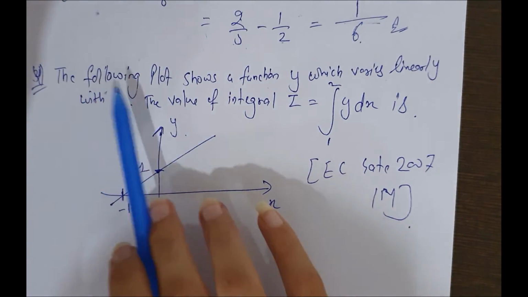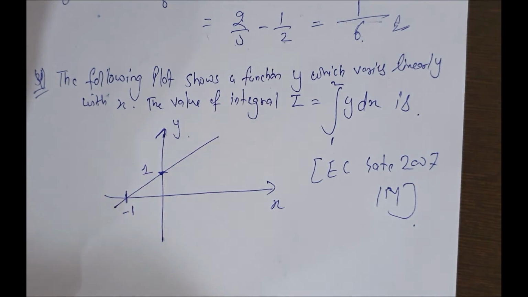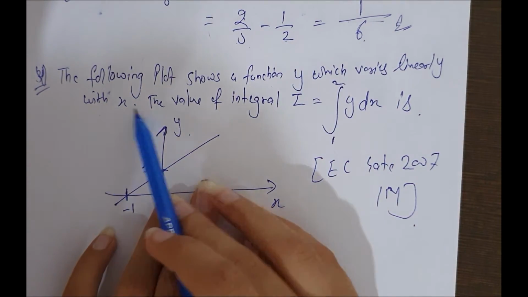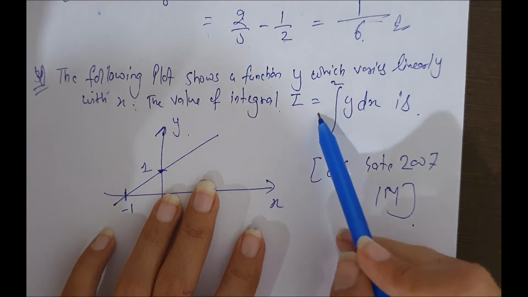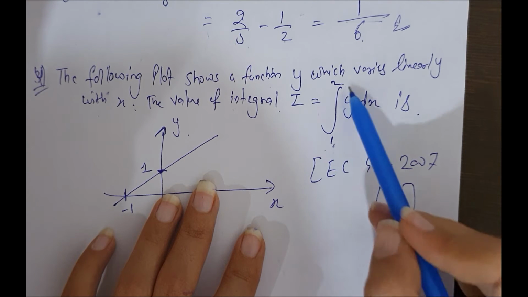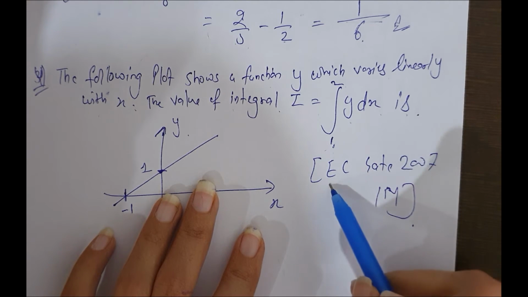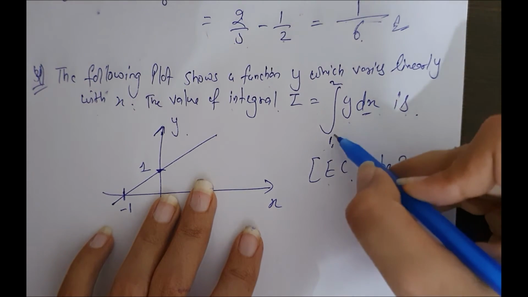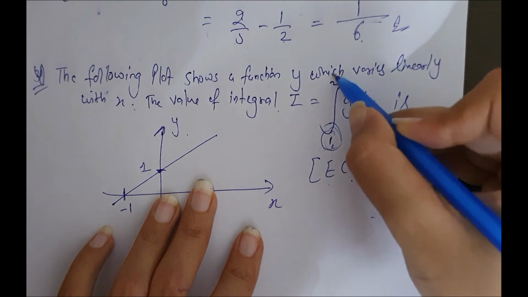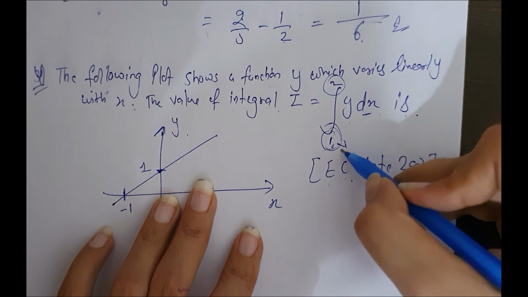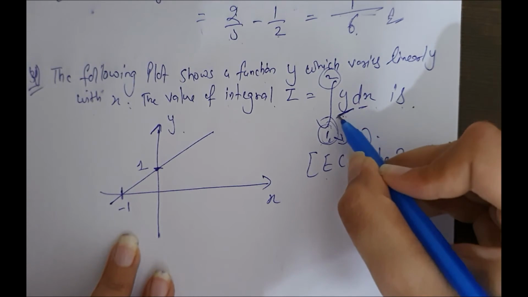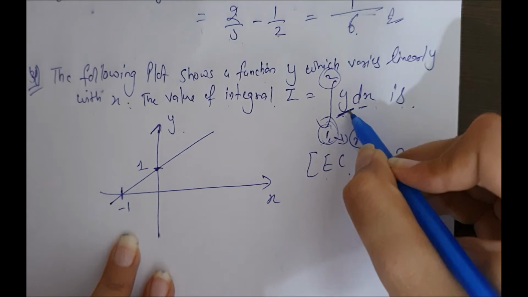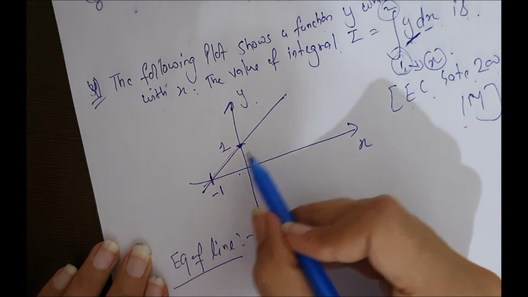Now another question. The following plot shows a function of y which varies linearly with x. The value of the integral with limits from 1 to 2 of y dx is. This is an EC GATE 2007 question. This is dx. It means that this is the limit of x. So here we have to get the value of y. For that you have to find the equation of the line.